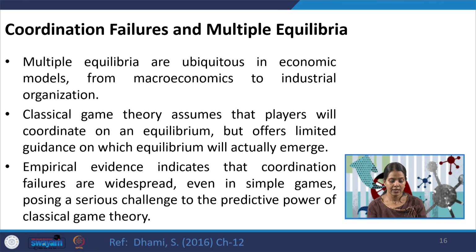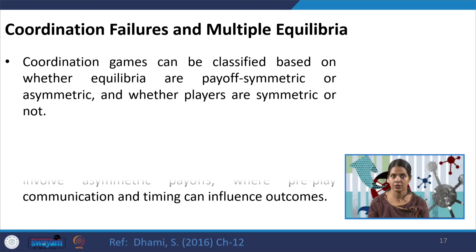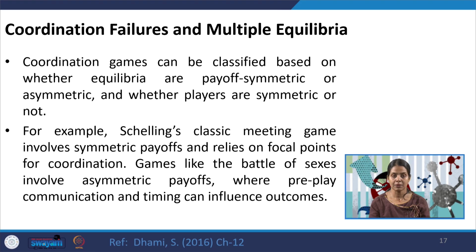Empirical evidence indicates that coordination failures are widespread even in simple games, posing a serious challenge to the predictive power of classical game theory. Coordination games can be classified based on whether equilibria are payoff symmetric or asymmetric, and whether players are symmetric or not. For example, Schelling's classic meeting game involves symmetric payoffs and relies on focal points for coordination. Games like the Battle of the Sexes involve asymmetric payoffs, where pre-play communication and timing can influence outcomes.